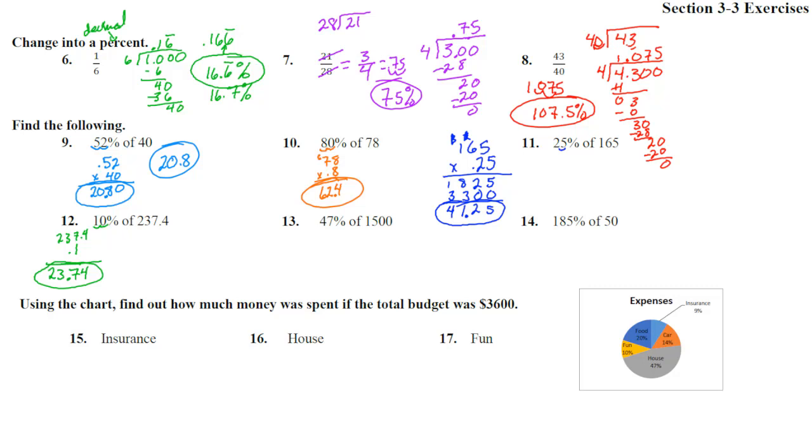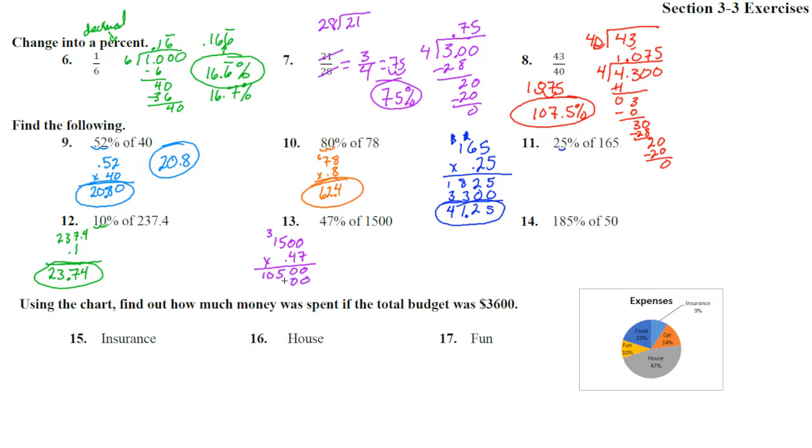All right, number 13, which is 47% of 1,500. So 1,500 times 0.47. Move that decimal over 2 places to put it back to a decimal. 7 times 0 is 0. 7 times 0 is 0. 7 times 5 is 35. Carry the 3. 7 times 1 is 7, plus 3 is 10. Second row here.